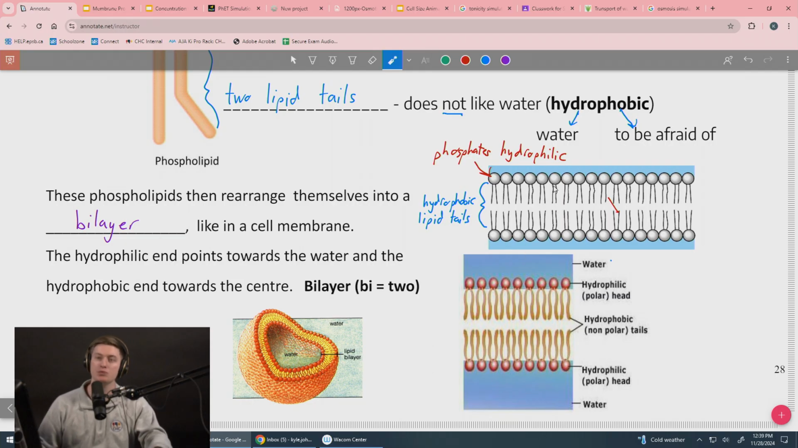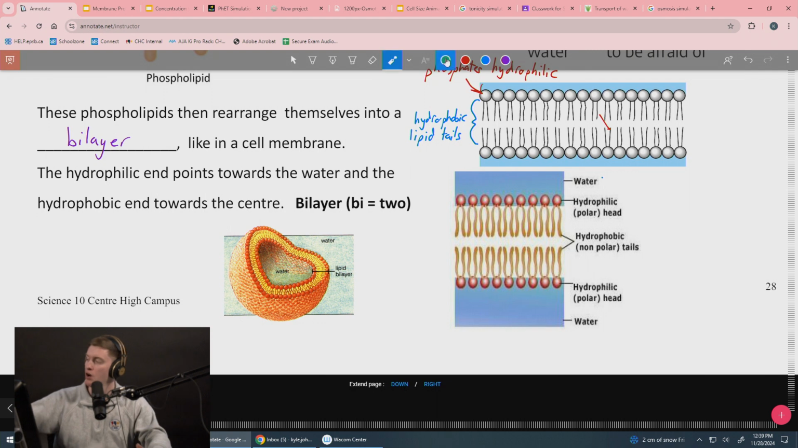One of these sides will be the external environment, and the other side will be the cytoplasm. So if we look at this diagram here, arbitrarily, I'm just going to choose that the bottom side is the water of the cytoplasm, and the water at the top side is our external environment.